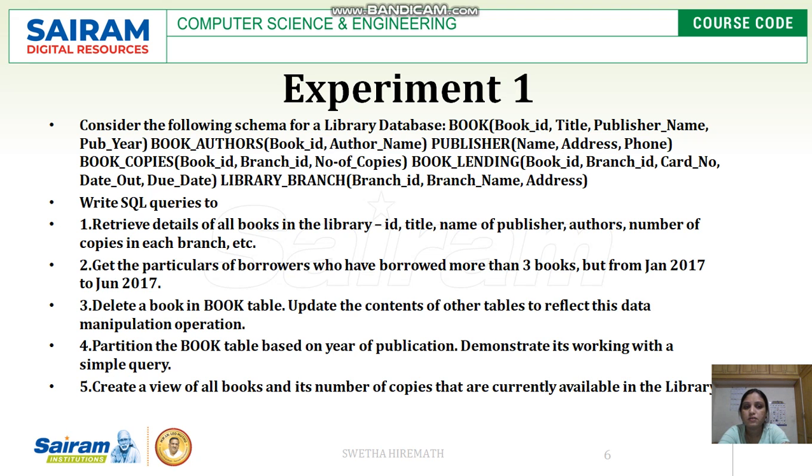Next, the table which we are going to create is book copies. Book copies will again consist of book ID, branch ID, and number of copies. The next is book lending. If we want to issue a book, what all things do we have to note down before lending a book to some student or some person who is requesting the issuing of the books?